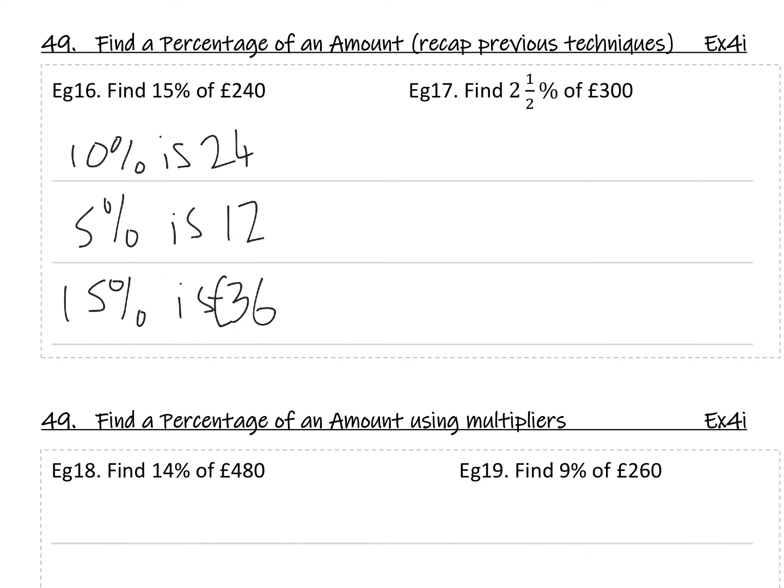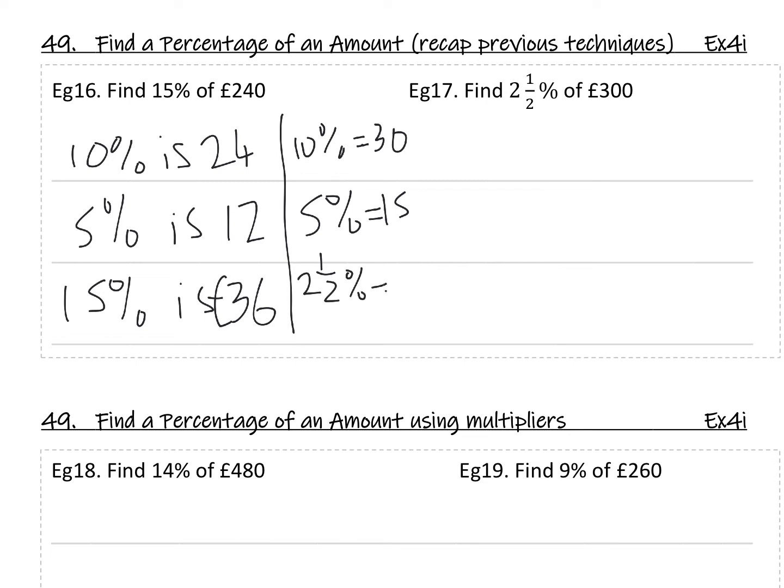Example 17, find 2.5% of £300. If I was using the same simple methods as before, I know that 10% would be £30. Divide 300 by 10. I know 5% would be half of that, which would be £15. And then I know 2.5% is half of 5%. So that would give me £7.50. Okay? We're going to look at another method for that.